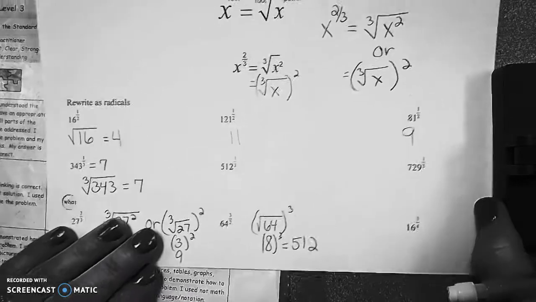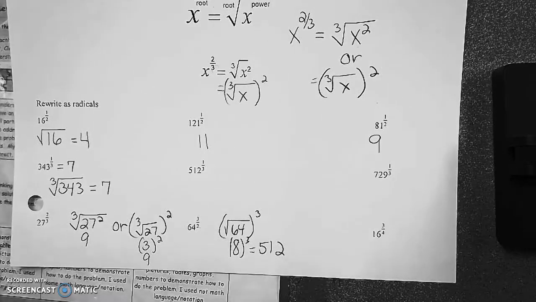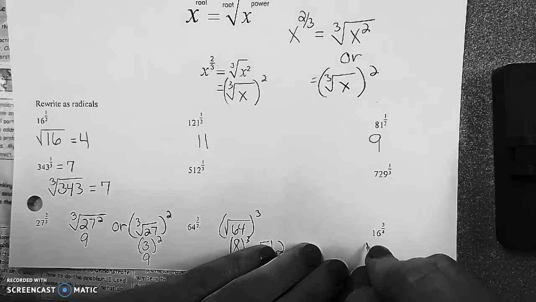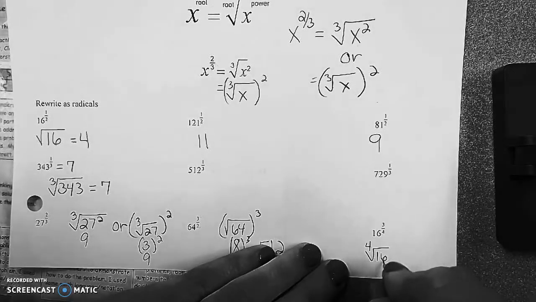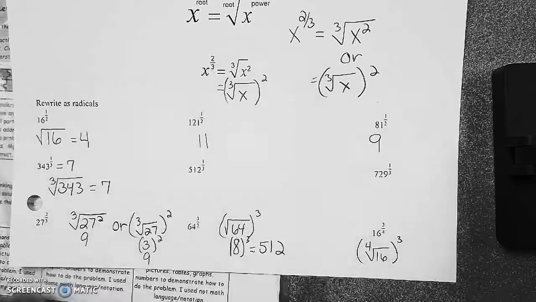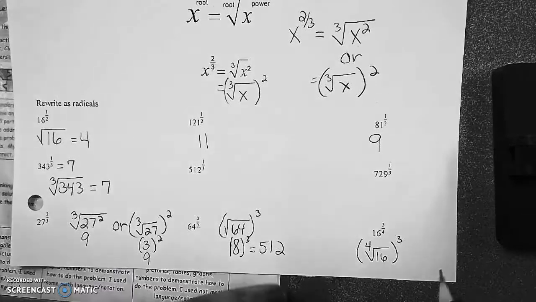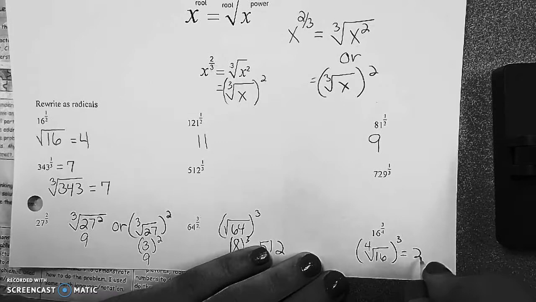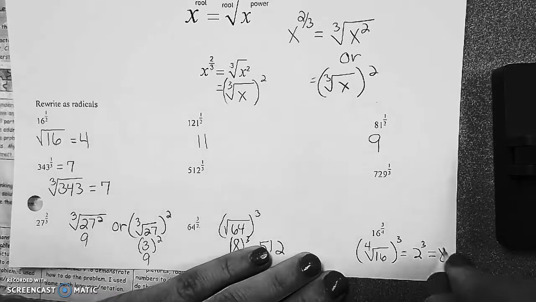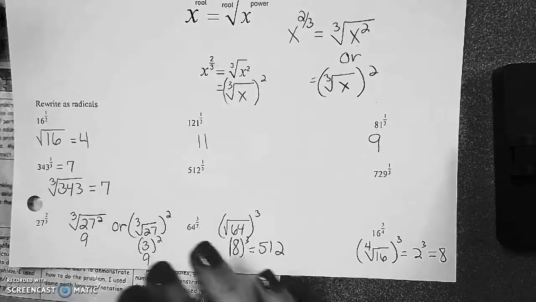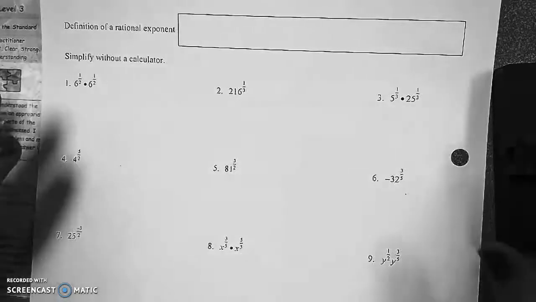Okay, that brings us to this next problem. So let's try the 4th root of 16, and then let's cube it. The 4th root of 16 is actually 2, so we're left with 2 cubed, which is 8. All right, let's turn the page.